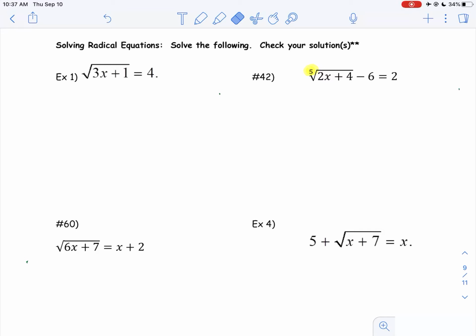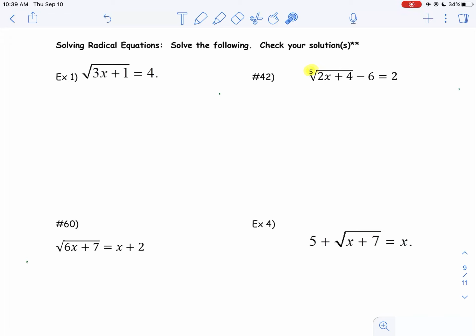Let's talk about solving radical equations, or equations with a radical symbol. All of these have a radical in them. We're going to start. I think you could do example 1 on your own without much help. I'm going to start with the challenging one, which is example 4.